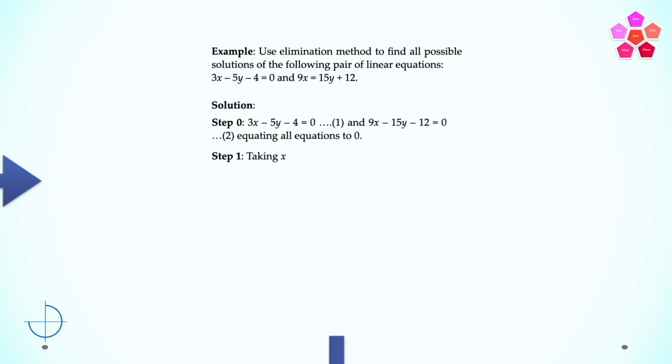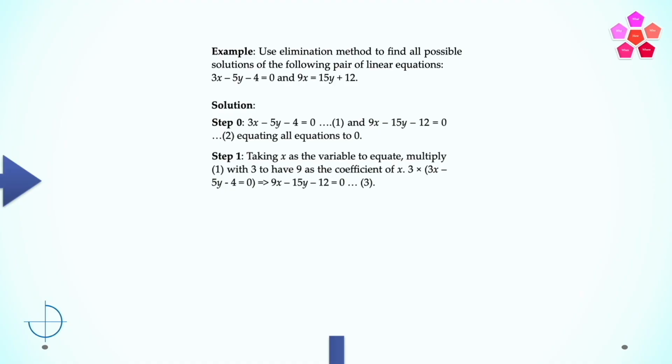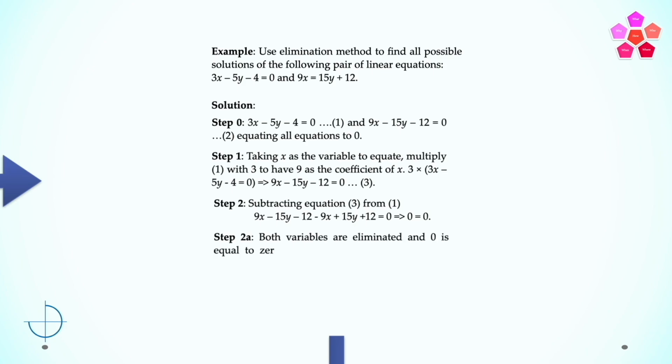Step 1, taking x as the variable to equate, multiply 1 with 3 to have 9 as the coefficient of x. So 3 multiplied by 3x minus 5y minus 4 is equal to 0, which ends up giving us 9x minus 15y minus 12 is equal to 0 as the equation 3. Subtracting equation 3 from 1, we get 9x minus 15y minus 12 minus 9x plus 15y plus 12 is equal to 0, which implies that 0 is equal to 0. Both variables are eliminated and 0 is equal to 0 implies that there are infinitely many solutions.